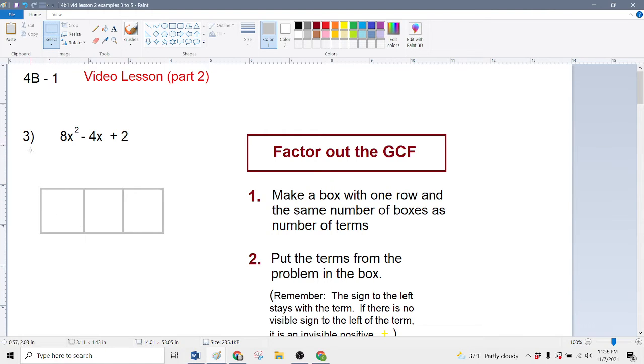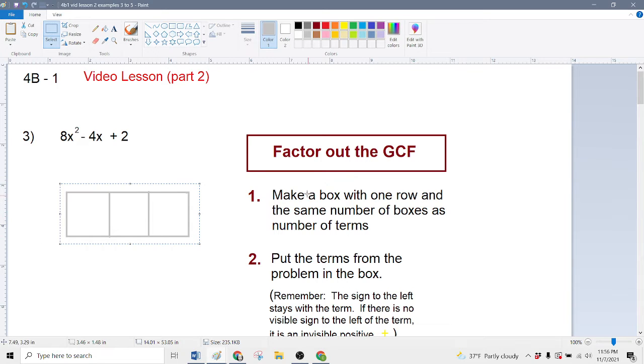So whenever we factor out the GCF, one of the ways that we can organize our work is to make a box with one row and the same number of boxes that we have terms. And then what we're going to do is take those terms from our problem and put them inside the box.